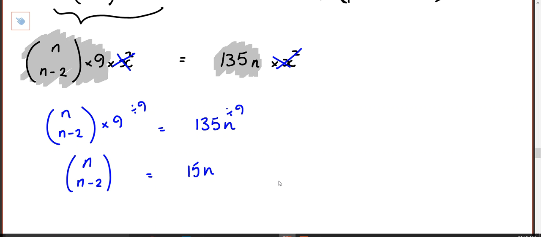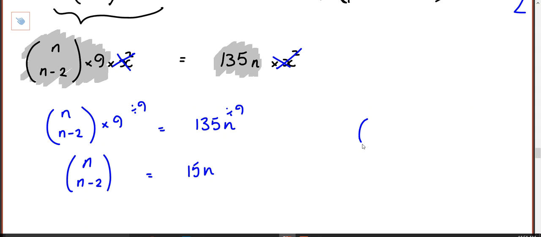Times the n. We can't times it. Remember that n over n minus 2 is not just a set of numbers, it's notation. It's not numbers you can just multiply by and whatever. Right? This here will be replaced by a number. But we've got to figure out what that number is. How are we going to do that?